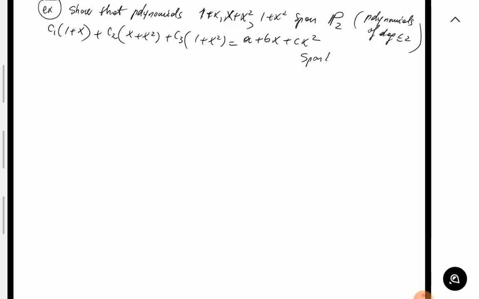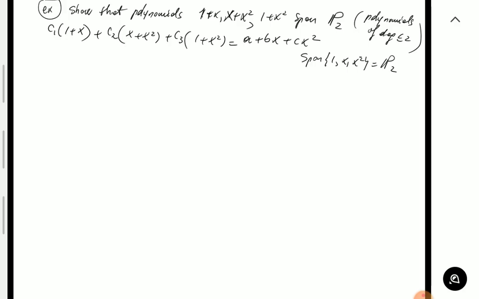Just as a side note, if you see 1, x, and x squared as a set of vectors, obviously this will span the entire P2, right? Because clearly any polynomial is going to be a linear combination of 1, x, and x squared. So this is a question related to other sets. What if I take a different set of polynomials, right? 1 plus x, x plus x squared, 1 plus x squared.